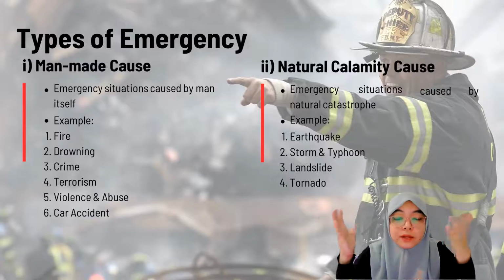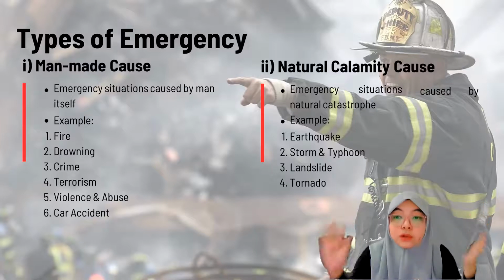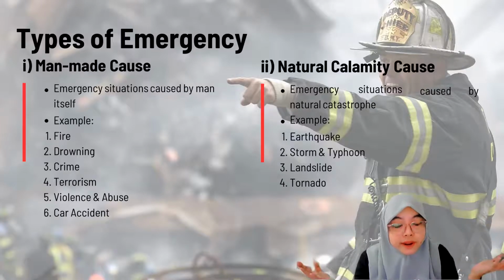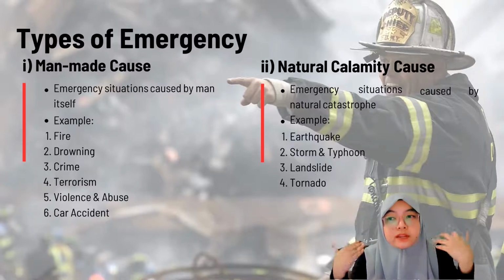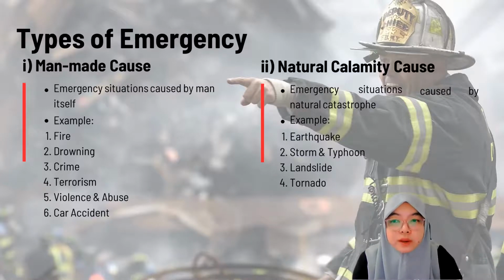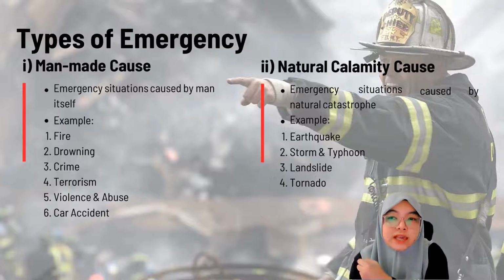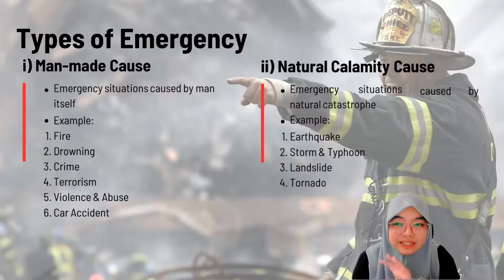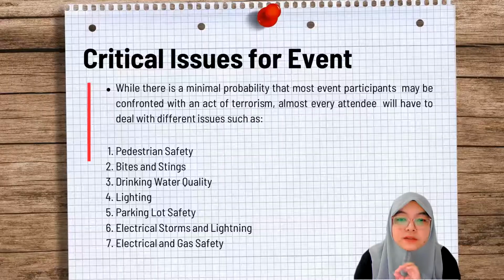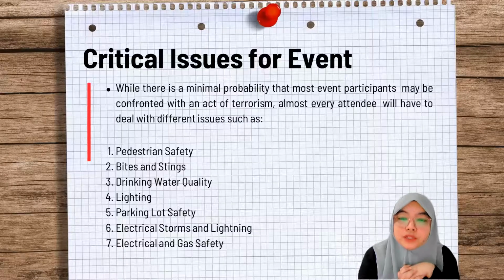Can you control the earthquake? Of course not, right? You cannot control the natural calamity cause. So that's why it is considered a natural catastrophe.